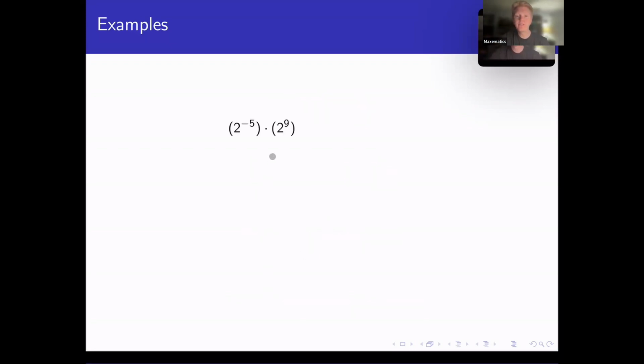2 to the negative 5th times 2 to the 9th. The rule that we have for two exponential terms being multiplied together is that we will add the exponents. So 2 to the negative 5th times 2 to the 9th says 2 to the negative 5 plus 9. Negative 5 plus 9 is 4. 2 to the 4th is 16. Simple as that. A little scary to begin with, not so scary when you add the exponents.